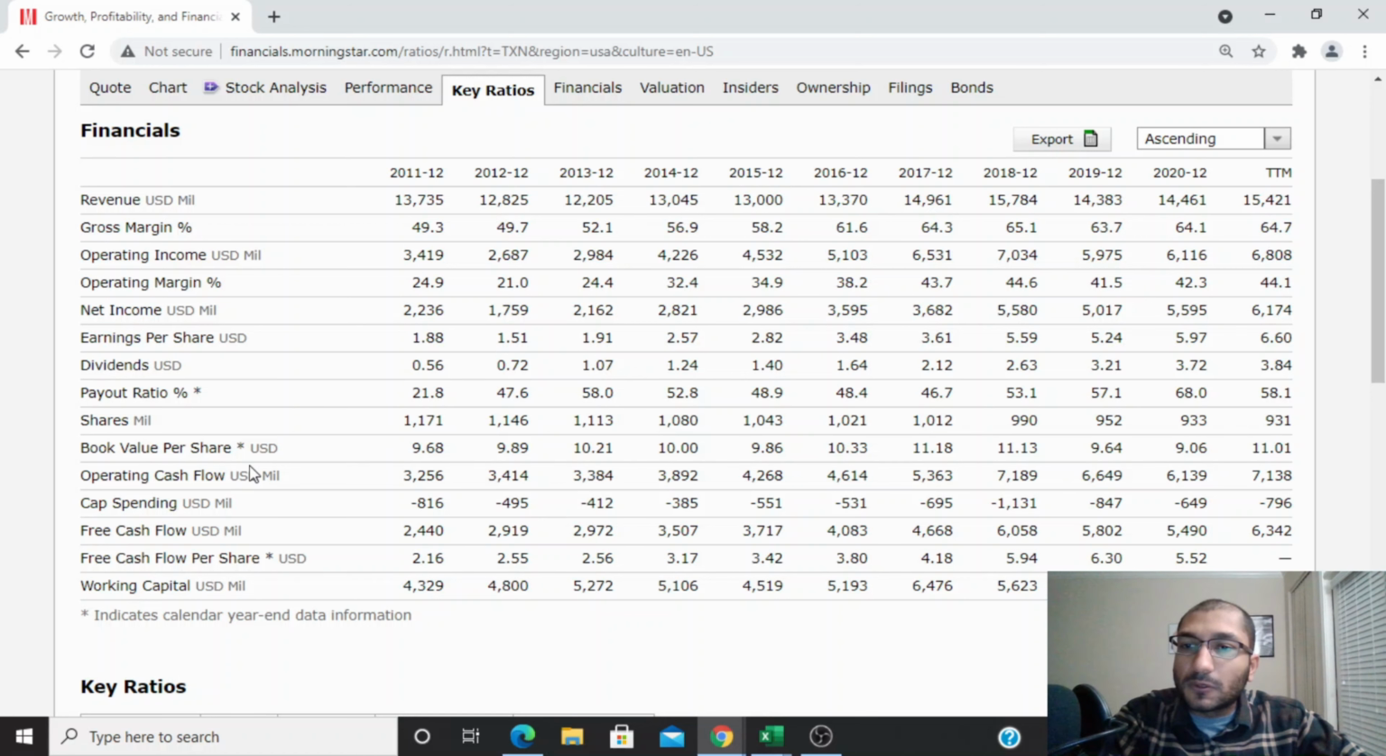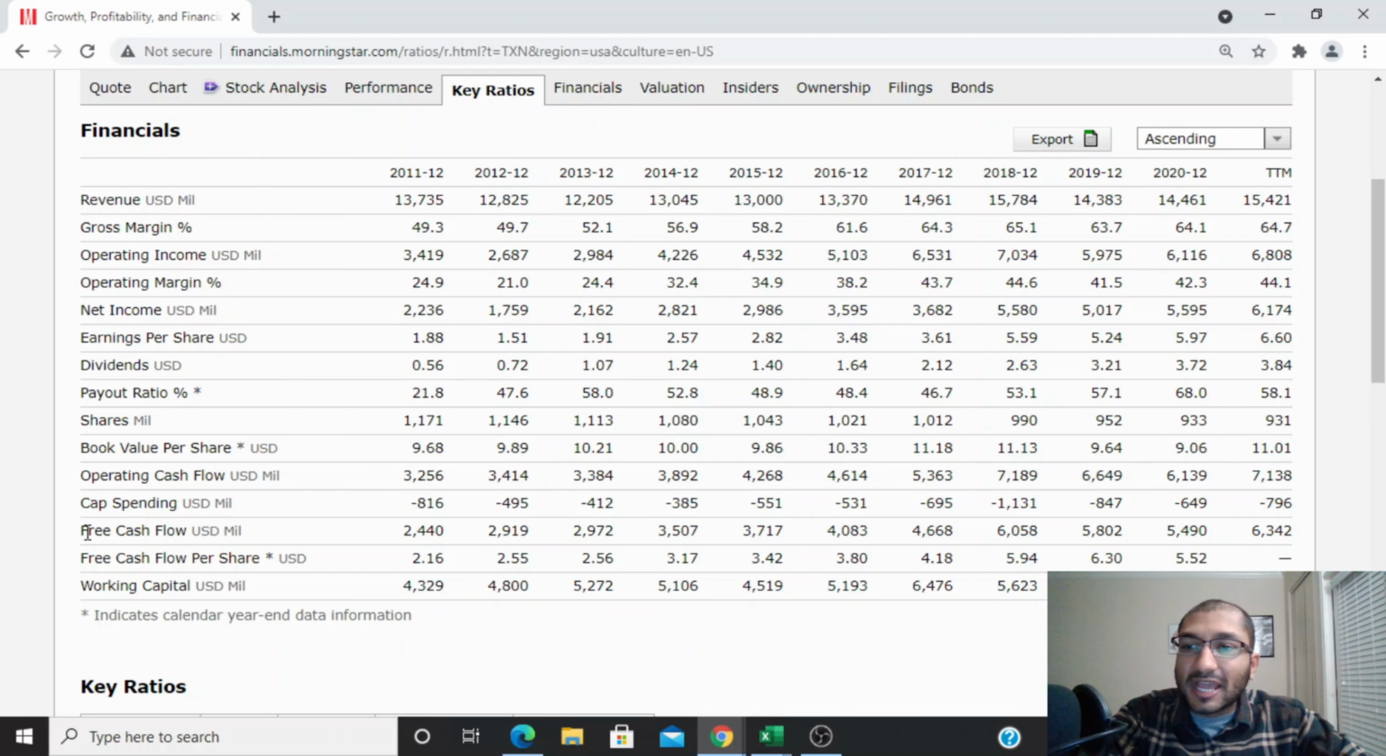The book value is what we get when we subtract the company's total liabilities from its total assets. Back in 2011, the company's book value was about $9.68 per share, and for the trailing 12 months, it's about $11.01 per share. Over the past 10 years, the company's book value per share has always been positive, which tells us that the company always had more assets than liabilities on its balance sheet.